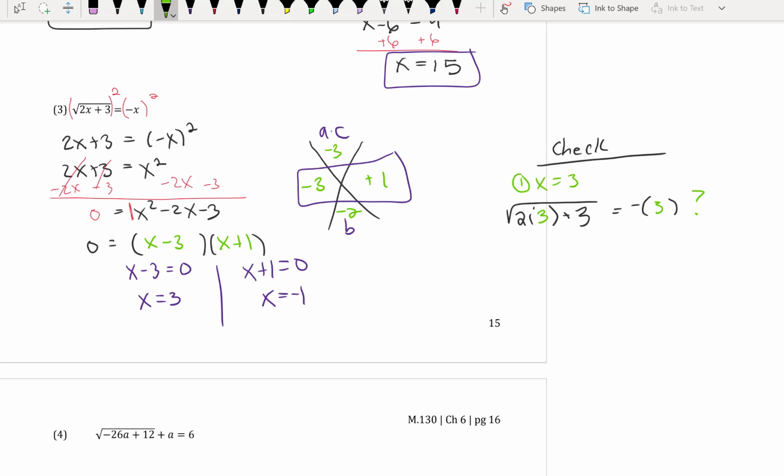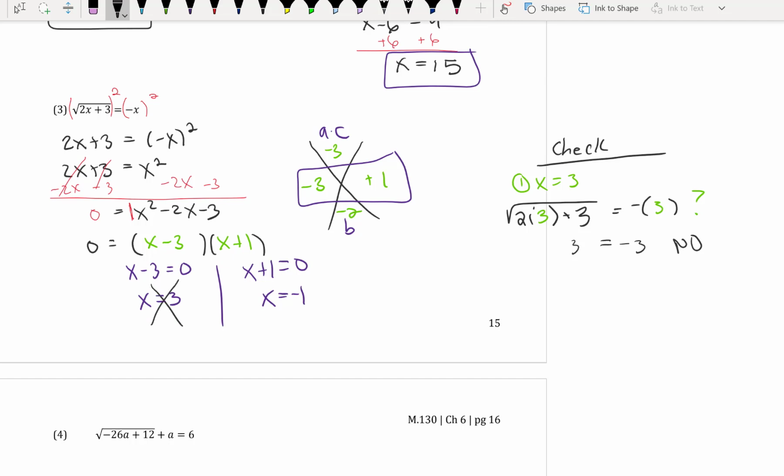The square root of 2 times 3 plus 3 is equal to 3. Does that equal -3? It does not. So we have to cross that answer out.